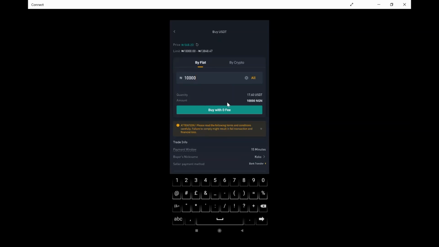And then, of course, you buy with zero fee. You're not paying any fees. That's the good thing with P2P. You're not paying any fees.